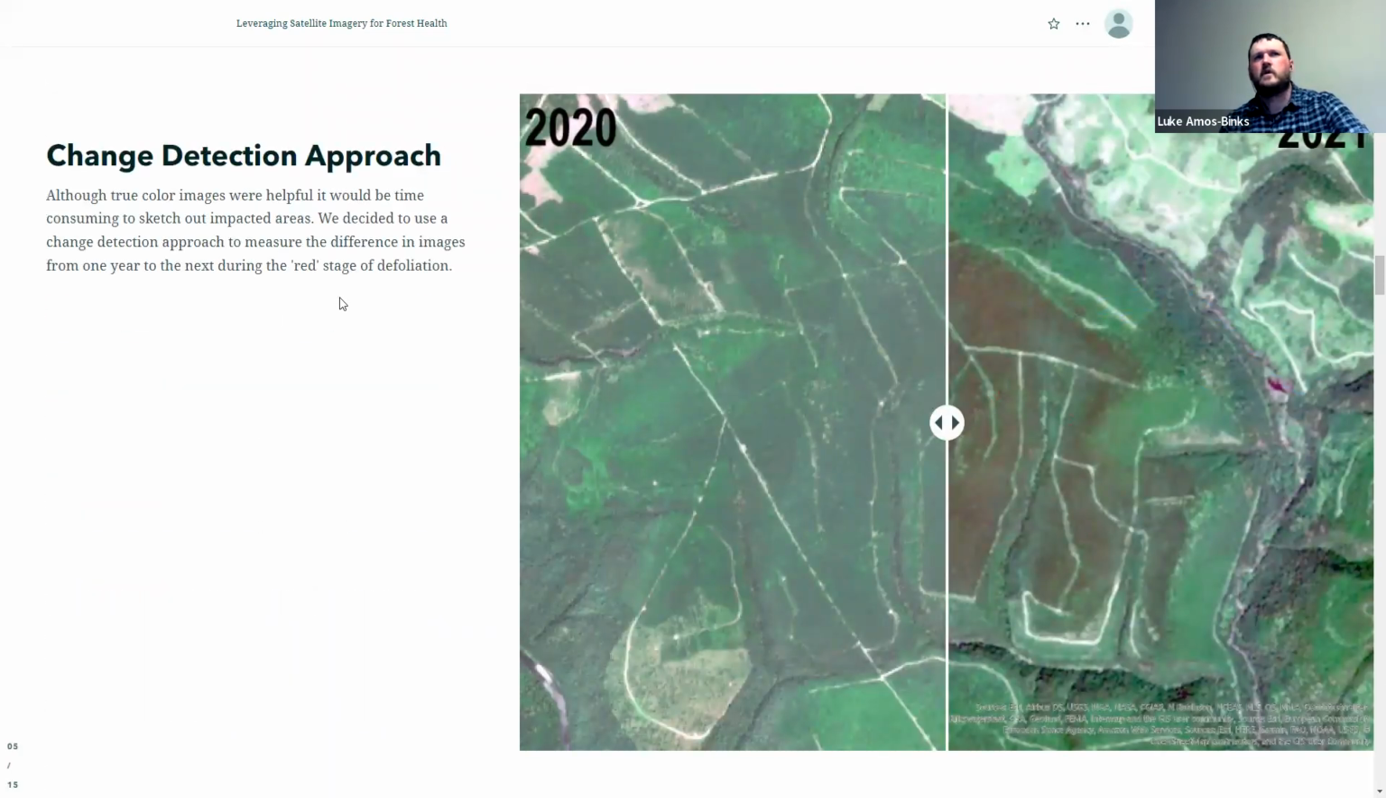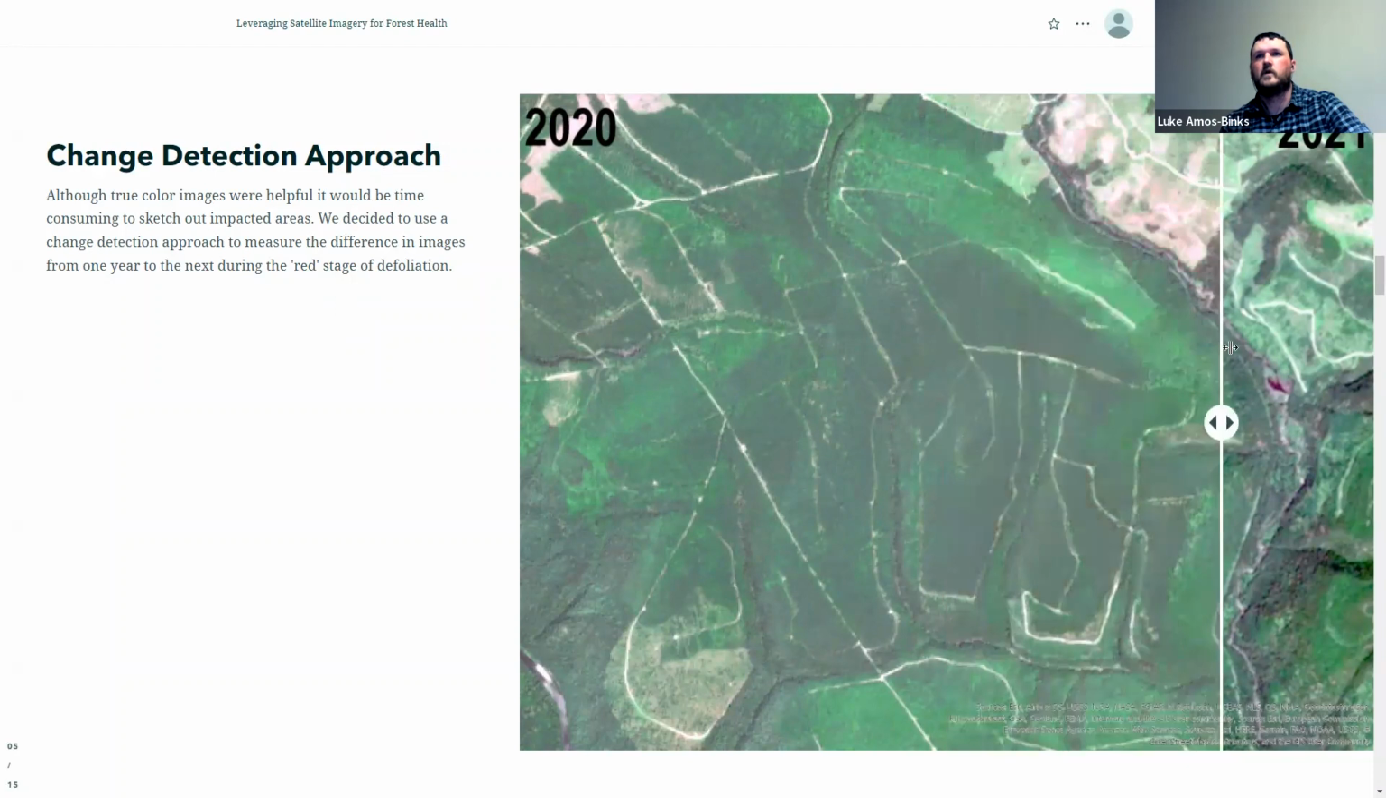Although the true color images were helpful in validating what we were seeing, we felt that it would be time consuming to try and sketch out these impacted areas in the scan and sketch method that some people have been using. So we decided to use a change detection approach to measure the difference in images from one year to the next during the red stage of defoliation.